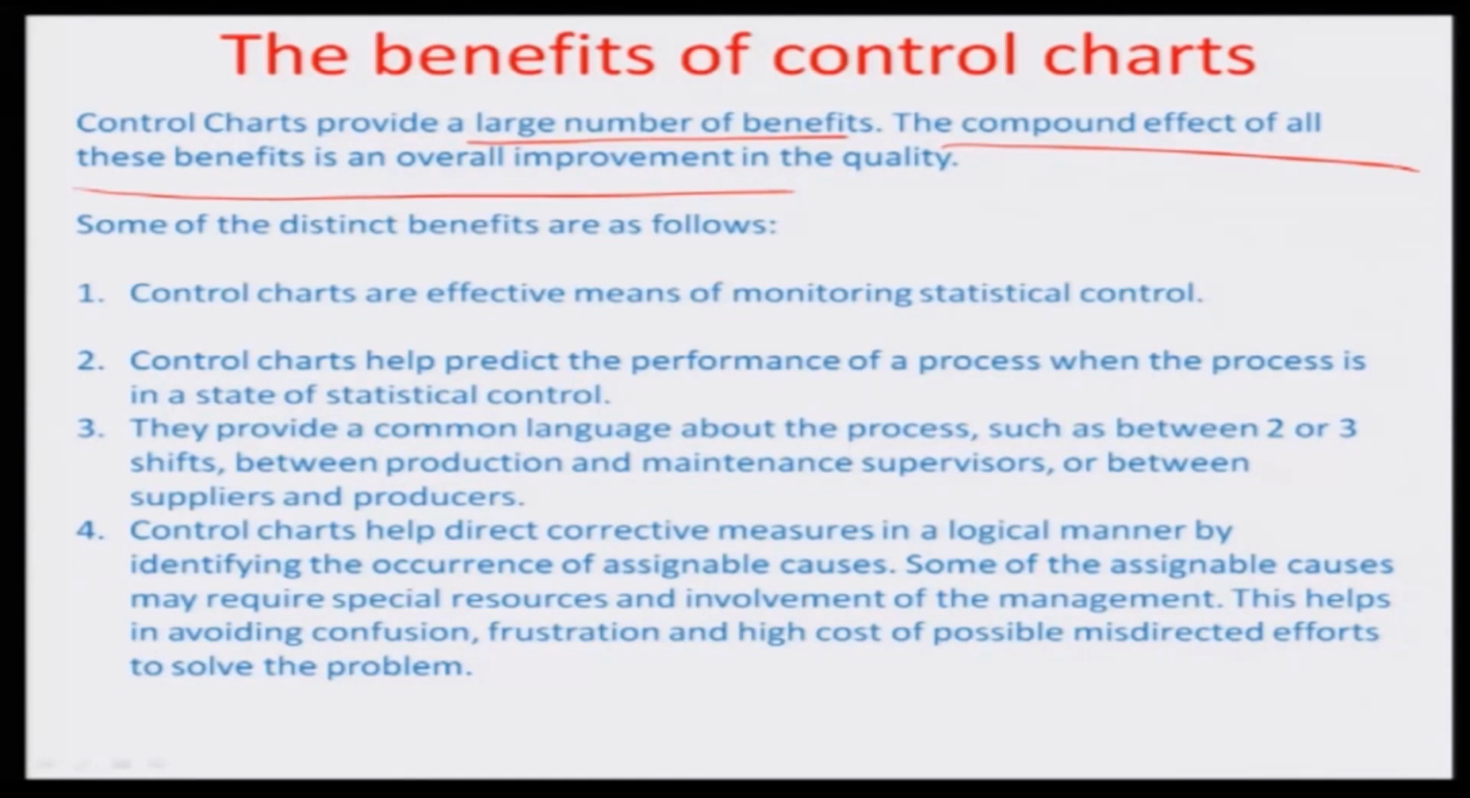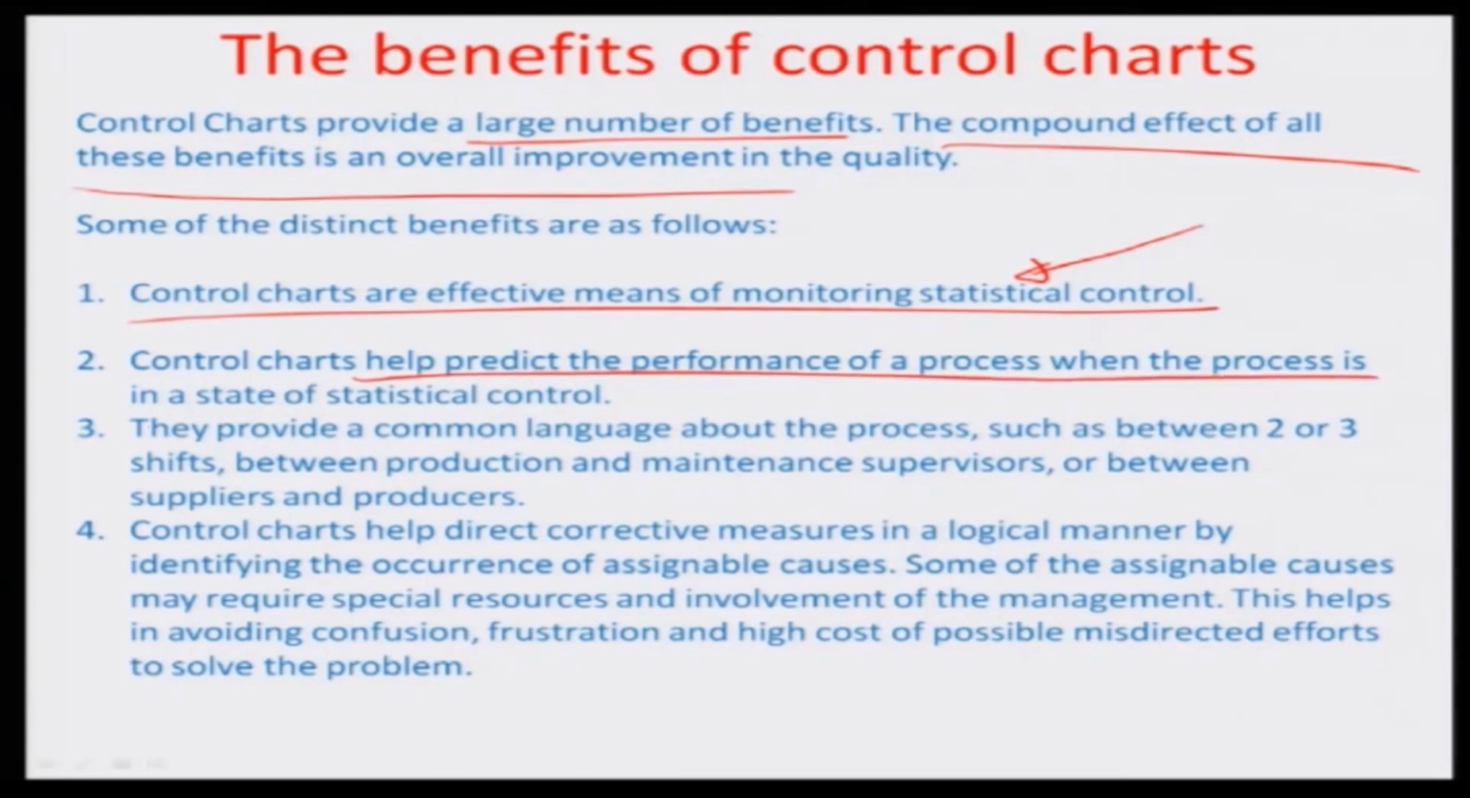Some of the distinct benefits are that control charts are effective means of monitoring statistical control on a process, they help to predict the performance of a process when the process is in a state of statistical control, and they provide a common language about the processes between maybe one or two different shifts which are operating.